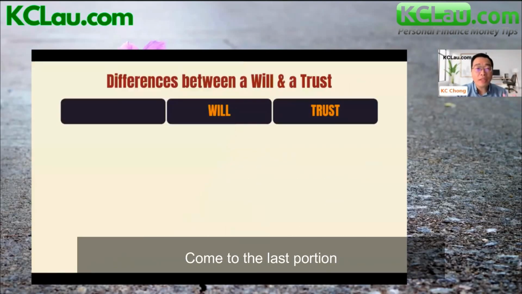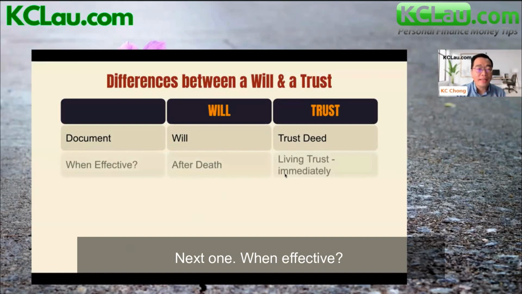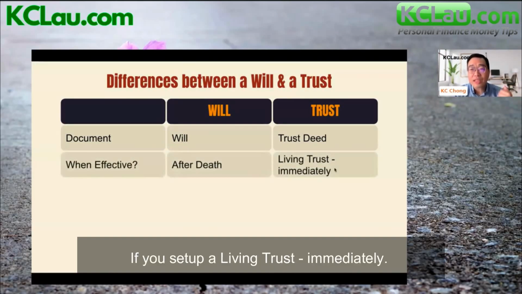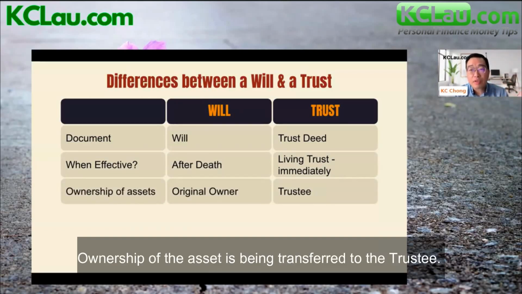Coming to the last portion is the differences between will and trust. For trust, there is a trust deed, and it needs to be stamped. Will no need to be stamped. Next one, when effective: will, after death. Trust, if you set up a living trust, immediately. If you set up a testamentary trust, it will take effect upon death. You are still the original owner until death under a will. Trust, ownership of the asset is transferred to the trustee.